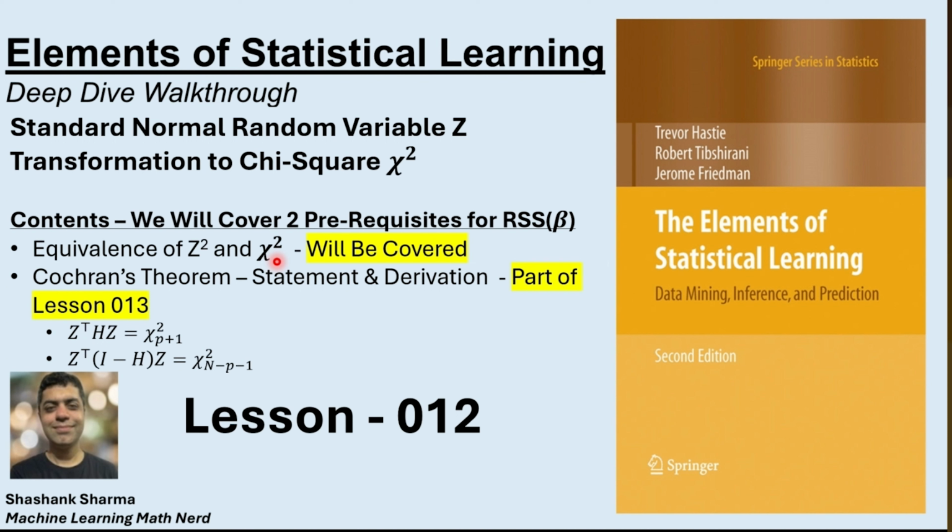Now, this particular lesson, lesson 12, and lesson 13 are basically two prerequisites which we would be covering before we jump into the residual sum of squares expression found in the linear regression models. The book Elements of Statistical Learning has simply stated the residual sum of squares expression, and it eventually states that the RSS expression adheres to the chi-square random variable. But to really conclusively understand and prove that, it's important that you get a hold of these two prerequisites. So, yes, let's get started.